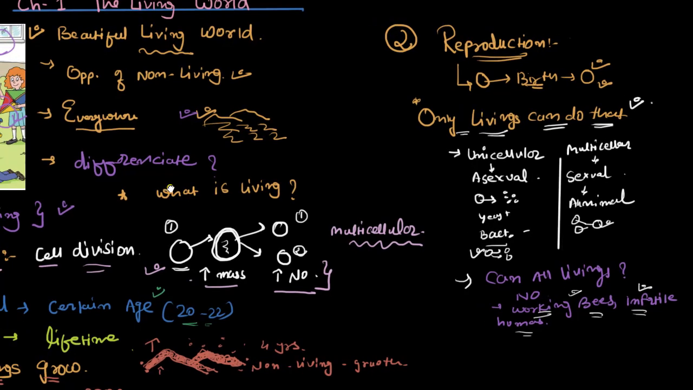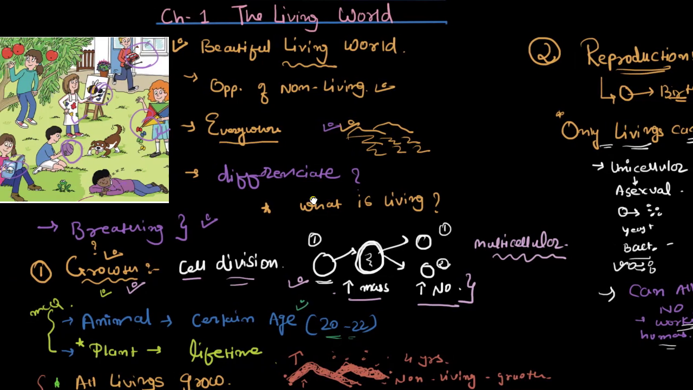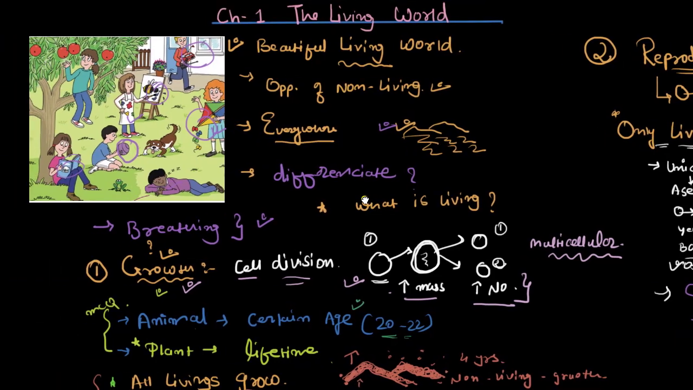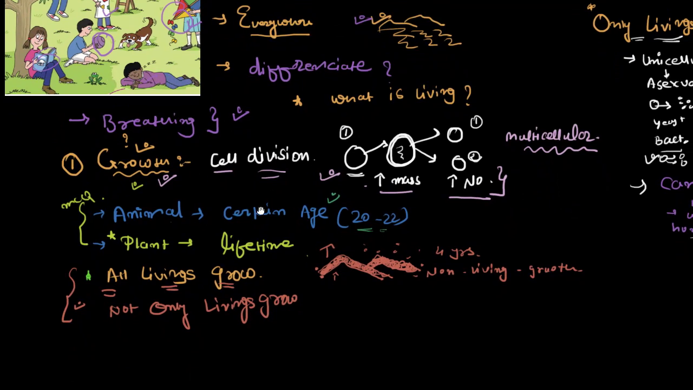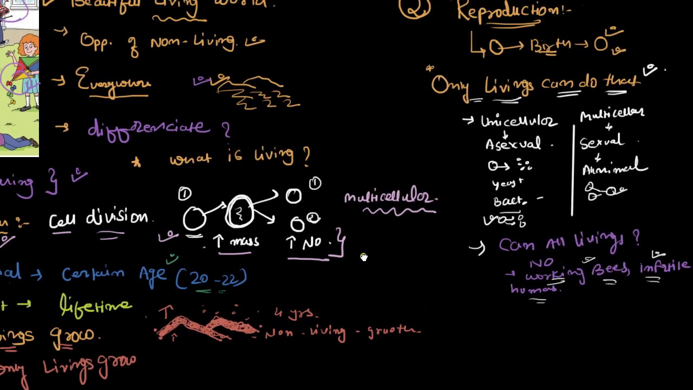Till then, I hope you got the lecture. Let's just have a quick review. We started with the living world. What is the difference between living and non-living? How can you differentiate? The very first characteristic was growth, in which there is an increase in mass and number. Plants grow up to a certain age. Animals grow up to a certain age. Plants grow lifetime. All livings grow, but not only livings grow, non-livings also grow. For example, mountains.